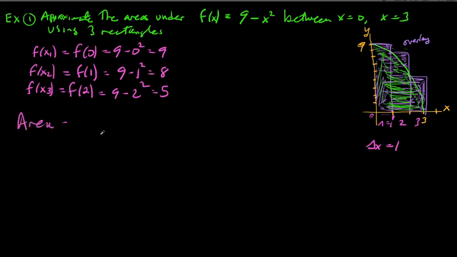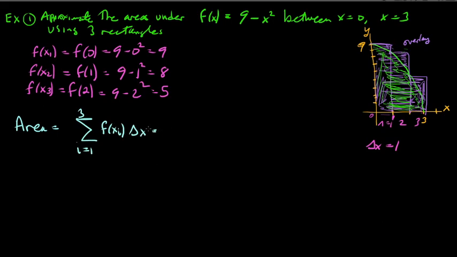Oh, I shouldn't use this color. I'm sorry. Let me go back to something a little more usual here. There we go, right? So the area is going to be the sum, i going from 1 to 3, because there's only 3 rectangles, of f of x i delta x.